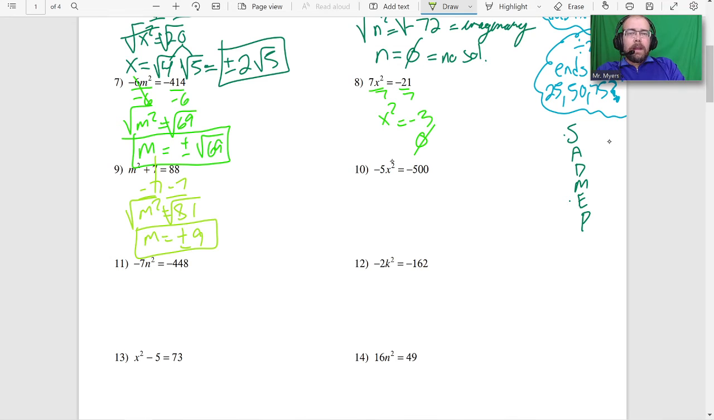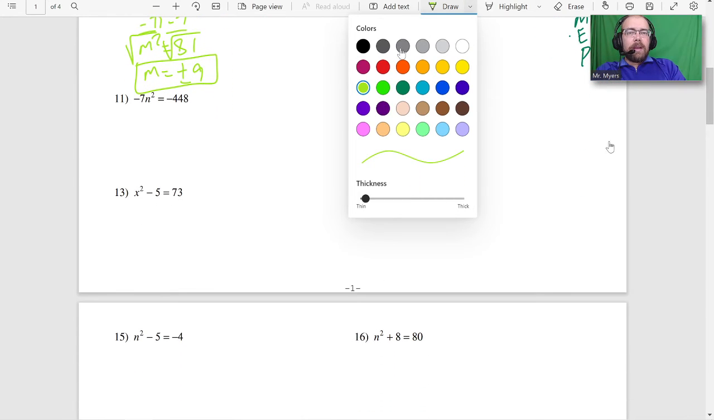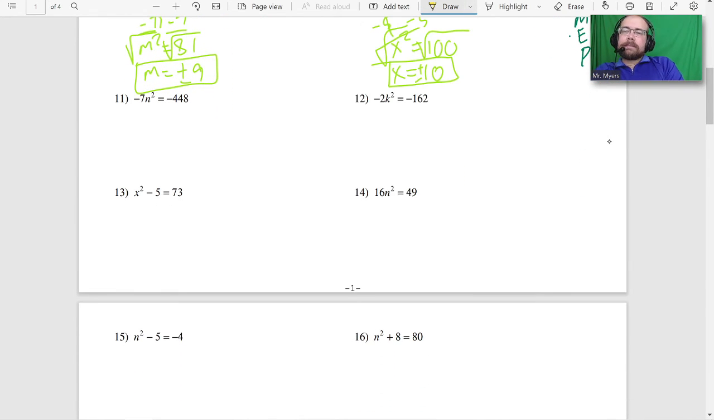All right. Now we divide by negative 5. Negative 5. X squared equal to 100. That one worked out well, too. Look at that. They're being nice to us for a little bit here. Almost forgot the plus or minus. Plus or minus 10. All right. Yeah, we can do plenty of those. Keep up the easy ones.